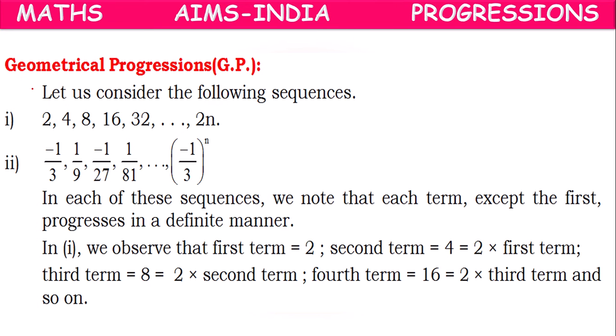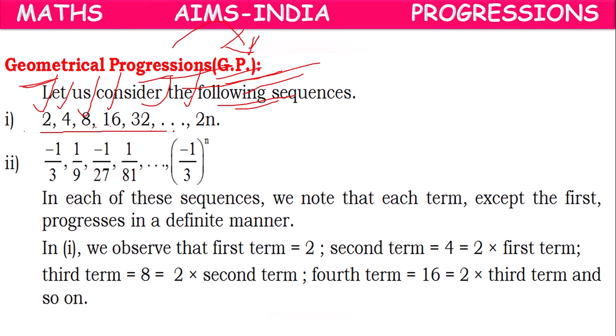Next children, we have another concept called geometrical progression or geometric progression. In short, it is denoted by GP, geometric progression. So if you see the following sequence children, we have here 2, 4, 8, 16, 32, 2^n. Means it's a sequence of even numbers.